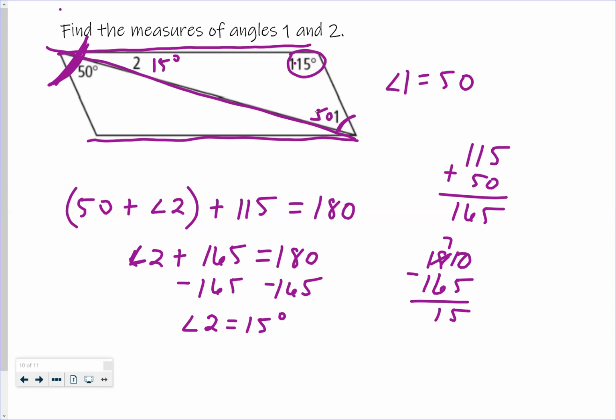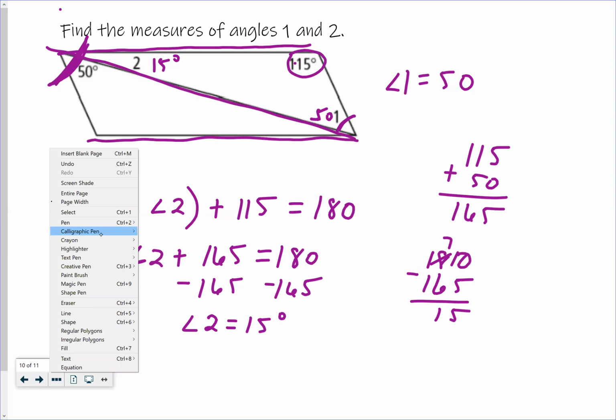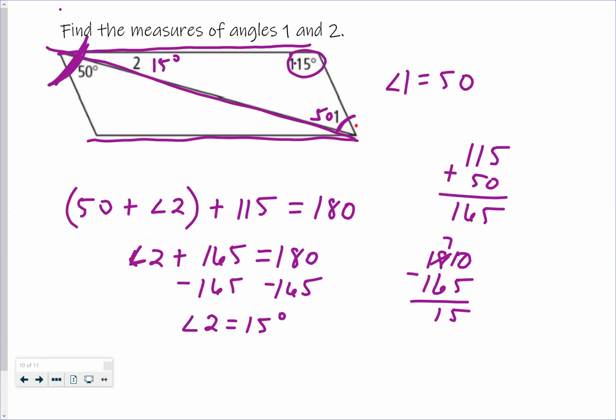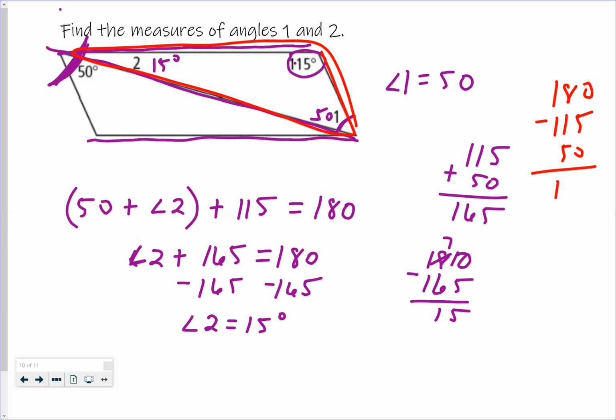And then you can even check here. Look, we've got a triangle, right? And again, like I said, the way that I showed you is not the only way to do this. We have a triangle here, don't we? We already figured out angle 1 was 50. Well, what do the three angles in a triangle add up to? 180. Do 180, take away the 115, take away the 50, and guess what? You're going to come out with 15. So there you go, guys.